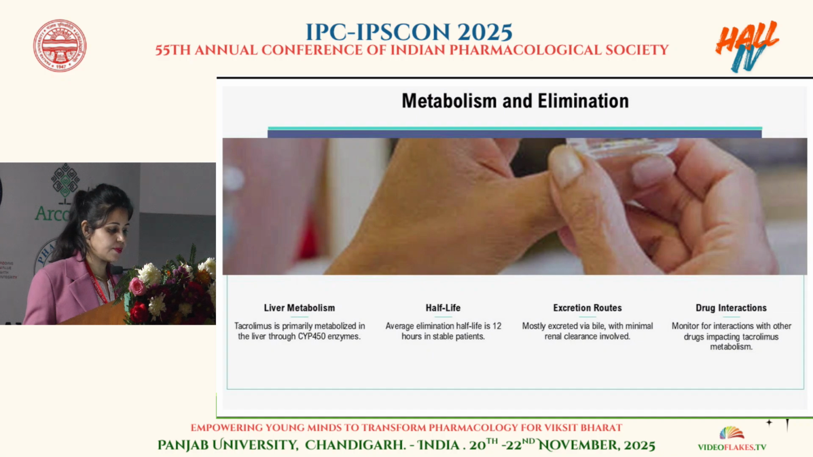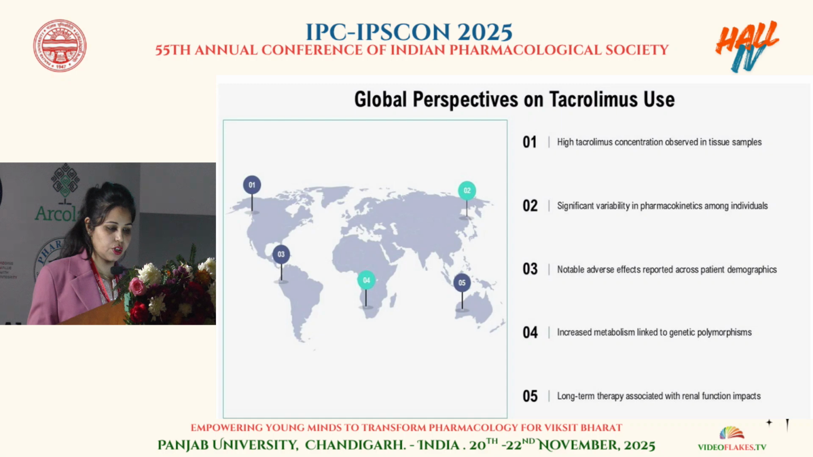In metabolism, it is metabolized primarily by CYP3A4 enzymes. The average half-life is 12 hours in stable healthy patients. Excretion is mostly via bile, with minimal renal clearance involved. For interactions, you have to monitor the patient. It causes drug-drug as well as drug-herb interactions, and for CYP3A4 inducers and inhibitors, you have to adjust the dosage when concomitantly administered.